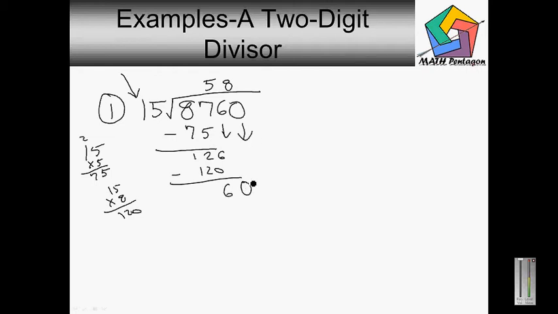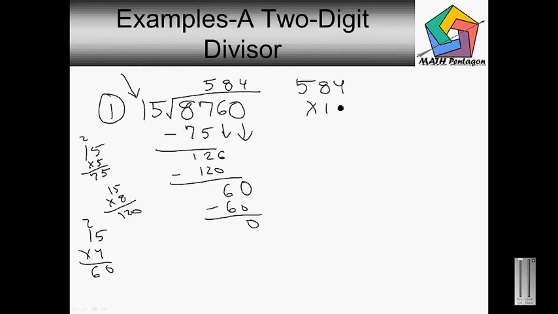Drop down the 0. 15 goes into 60. The closest would be 15 times 4. And you can see right here, 15 times 4: 5 times 4 is 20. 4 times 1 is 4 plus the 2 is 6. So it's 60. So 15 times 4 is 60. And there you have it. Your answer is 584. But you could check the answer.